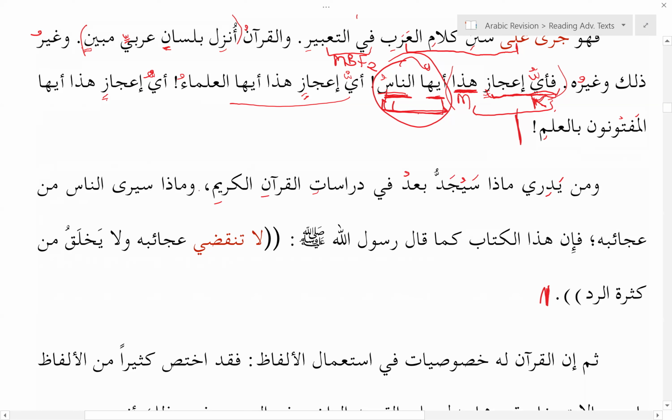I'm going to stop here and then go back to the grammar. Beautiful. So, "man" is a mawsul, and then we've got a small mawsul sentence from "yadri" all the way till "Kareem", and inside we have a jumla with a fail where "yadri" is fail mudari.